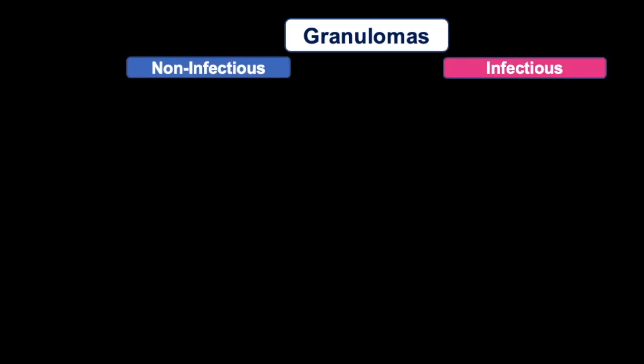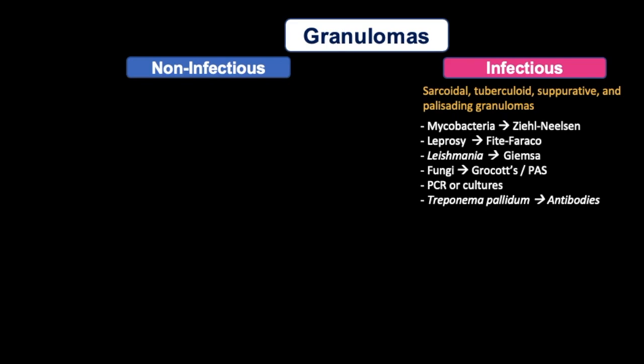So, what is the etiology system? Granulomas are divided into infectious and non-infectious granulomas. In the infectious category, we have sarcoidal, tuberculoid, suppurative, and palisading, the same four morphological patterns we talked about earlier. And if you see those and suspect an infectious etiology, you can do further testing for all these different pathogens. For example, for TB, you can do AFB.